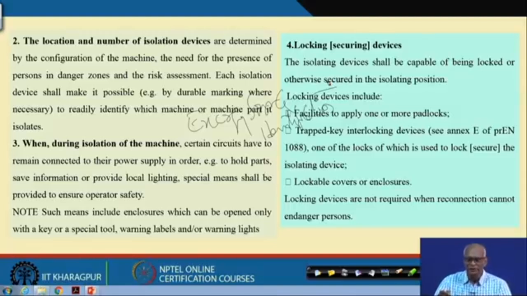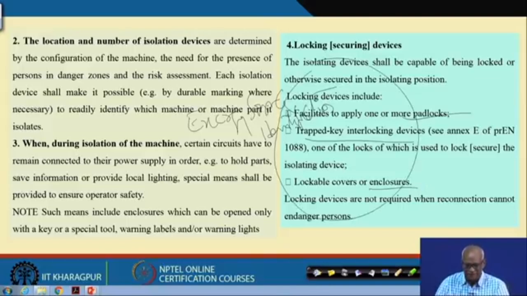And then the locking devices. So, what are the locking devices? Padlocks, traps, external keys, locks with keys incorporated into the machine itself, and lockable covers and enclosures. You cover with the lockable covers and enclosures. These are all the various devices for locking.